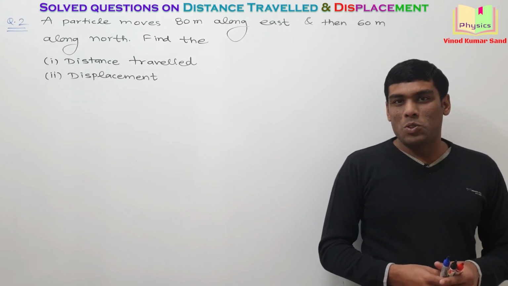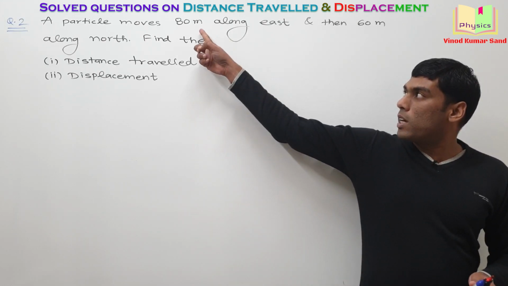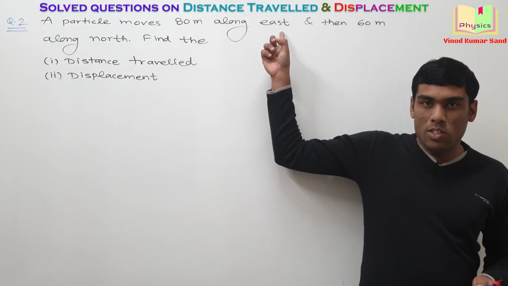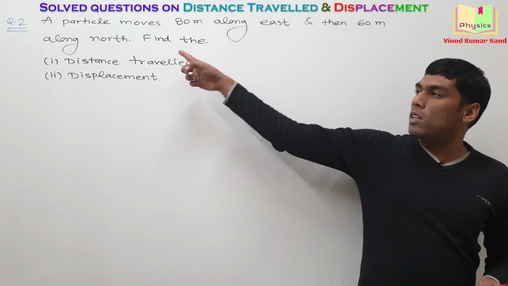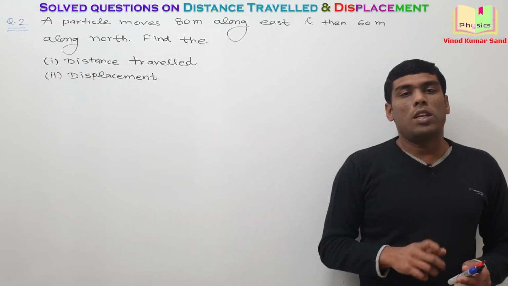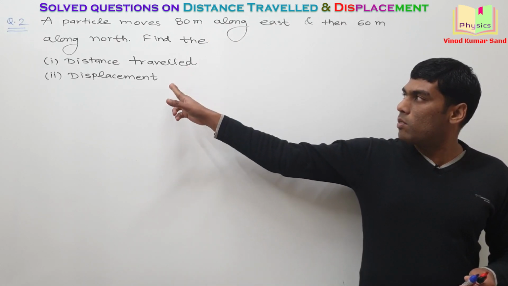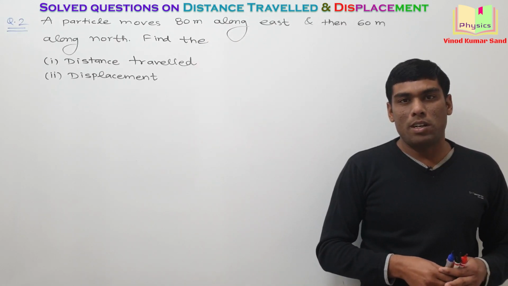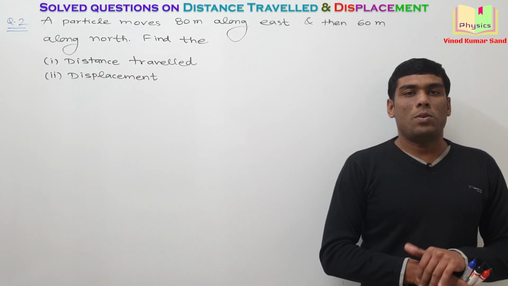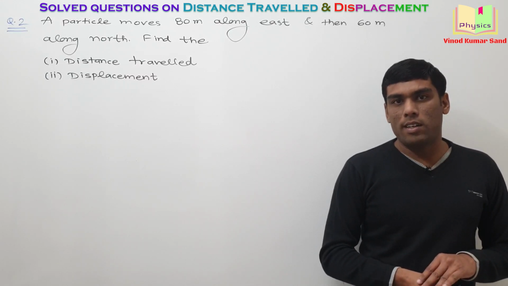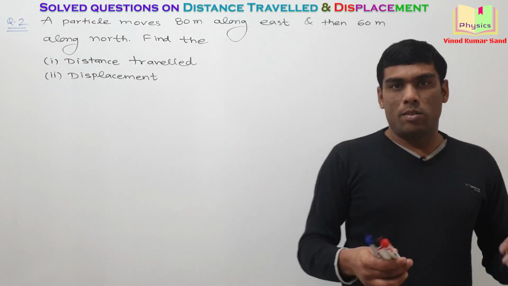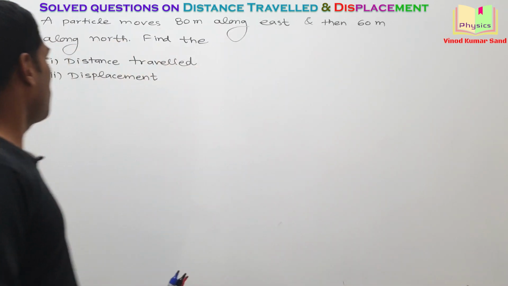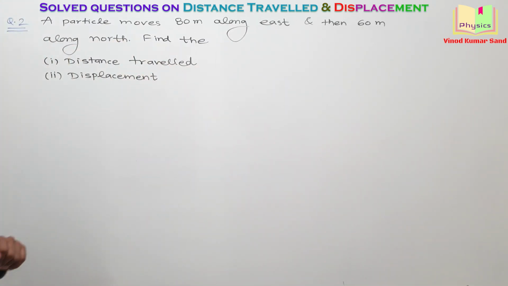Here is the second question. A particle is moving 80 meter along the east and then it is moving 60 meter along the north. We need to find the distance traveled as well as the displacement. Pause the video here and give it a try and post your answer in the comment box. It's a simple question.